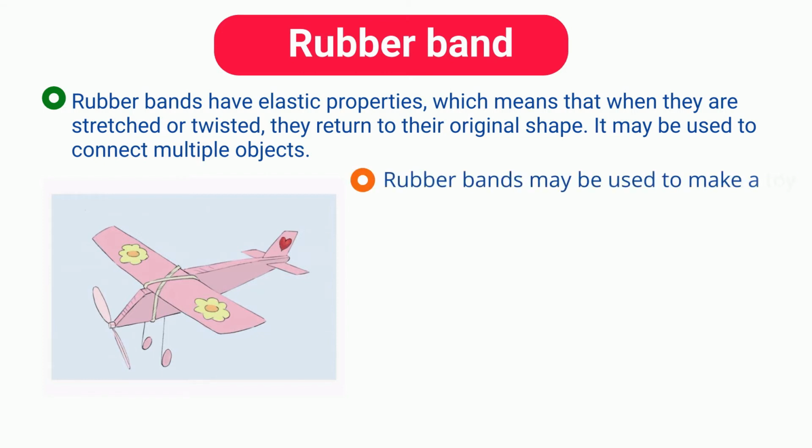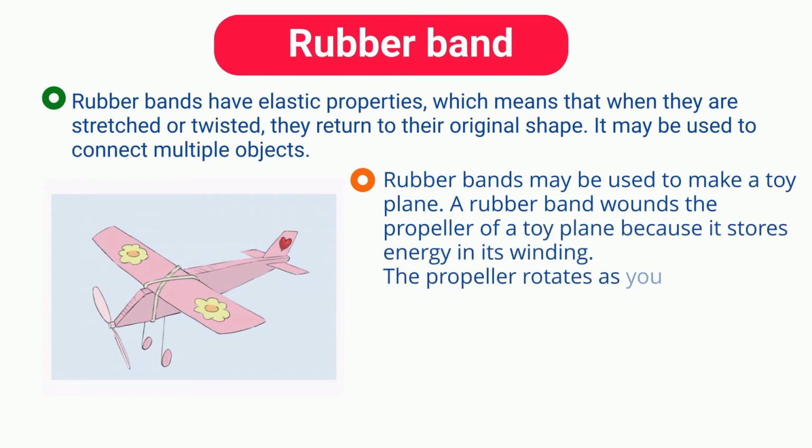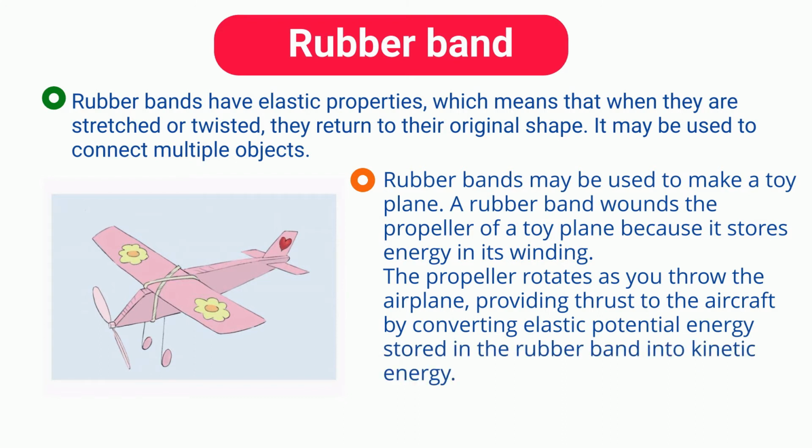Rubber band. Rubber bands have elastic properties, which means that when they are stretched or twisted, they return to their original shape. It may be used to connect multiple objects. Rubber bands may be used to make a toy plane. A rubber band winds the propeller of a toy plane because it stores energy in its winding. The propeller rotates as you throw the airplane, providing thrust to the aircraft by converting elastic potential energy stored in the rubber band into kinetic energy.